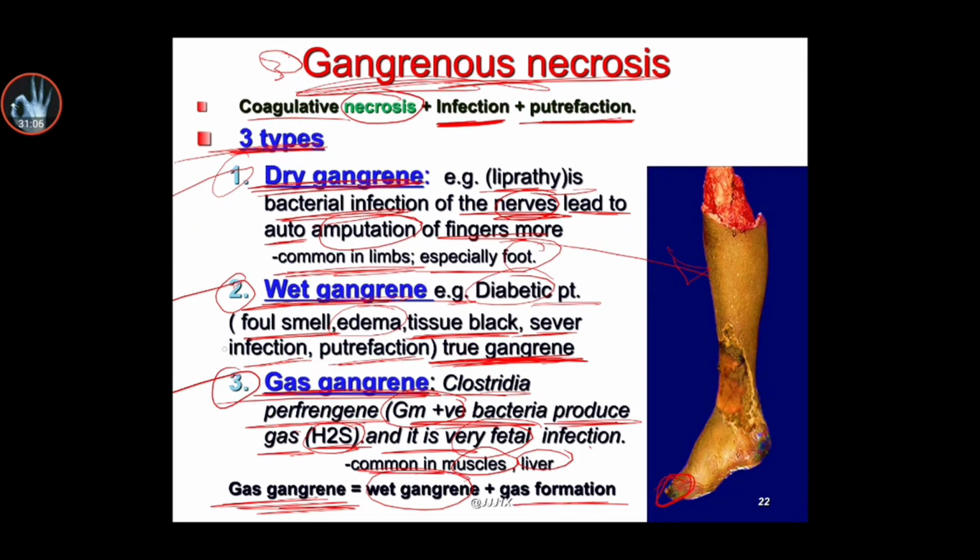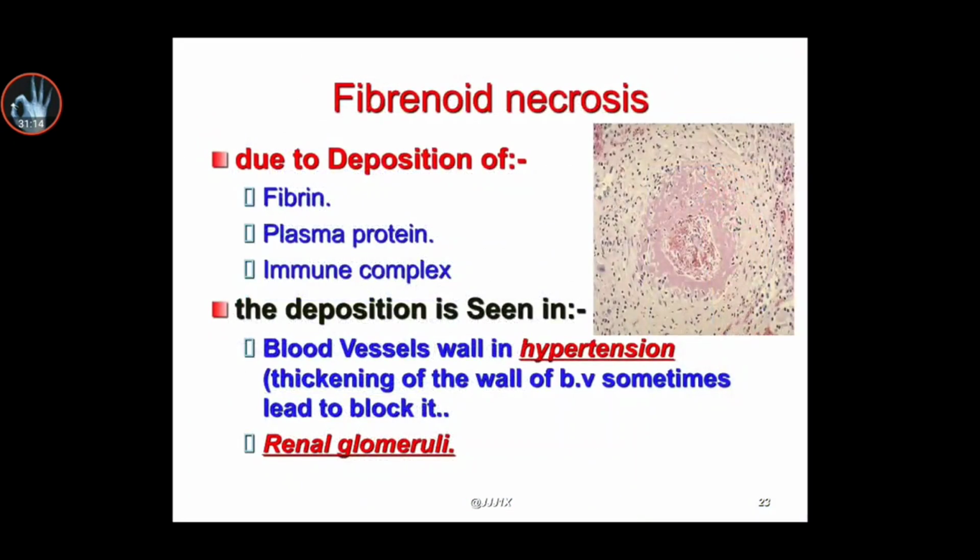The gas gangrene is the same as wet gangrene but plus gas formation. There is a gas formation, meaning gas is released. The fourth type of necrosis, we have fibrinoid necrosis.